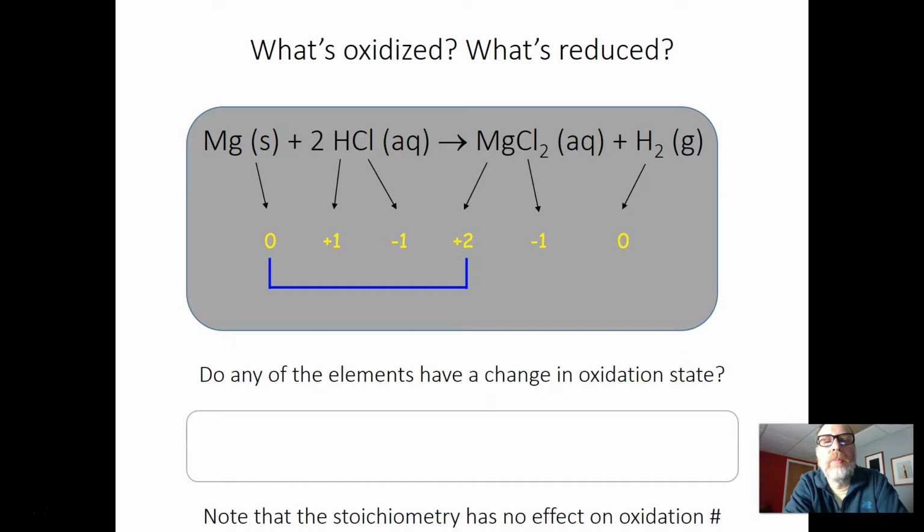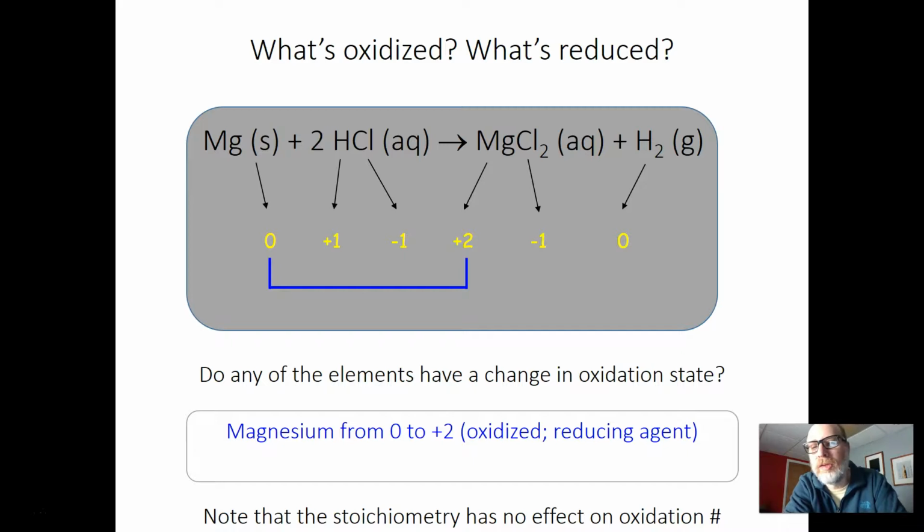Do any of the elements change? Yes. Magnesium goes from a 0 to a +2. Its oxidation number is getting larger, getting more positive. So it's the oxidation process. Magnesium is going from a 0 to a +2, which means it's oxidized. If it's oxidized, it must be reducing something else, so it's the reducing agent. What is it reducing? It's reducing the hydrochloric acid, the HCl. It's the hydrogen atom inside of there that's being reduced, but we normally would say that hydrochloric acid is being reduced. How do I know it's being reduced?